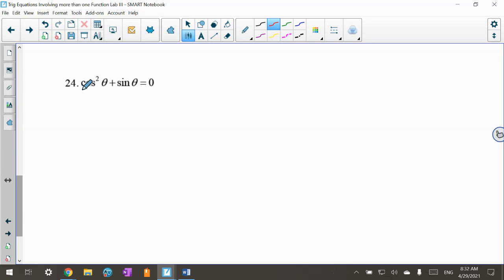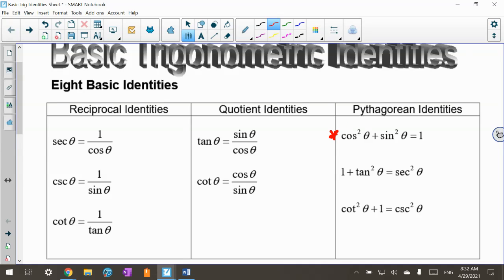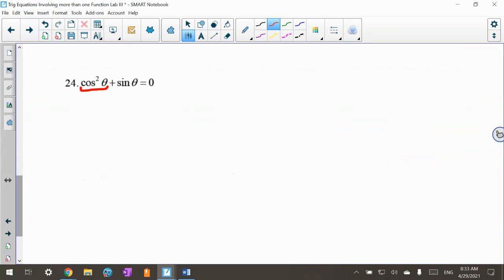Anytime I see a squared function, I'm wondering if there's an identity. So I'm going to go to my identity sheet, and I see right here our main one: cosine squared theta plus sine squared theta equals 1. If I solve for cosine squared theta, moving that over to one side, I see that cosine squared theta is 1 minus sine squared theta. So I'm going to put this in the cosine squared theta spot. When I come back to this, I can put 1 minus sine squared theta in that spot, and then just say plus sine theta equals 0.